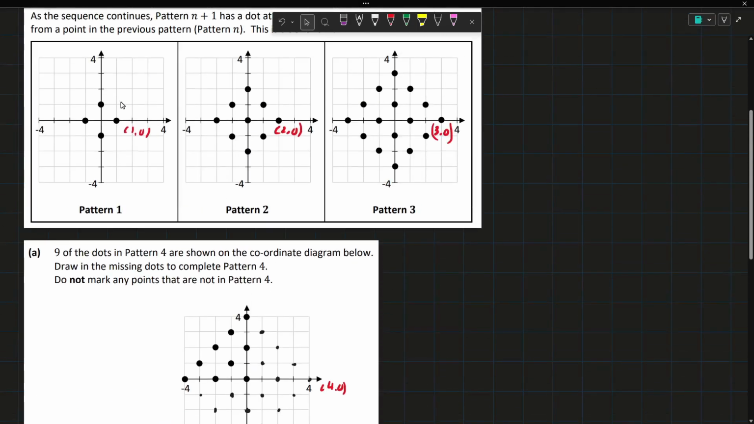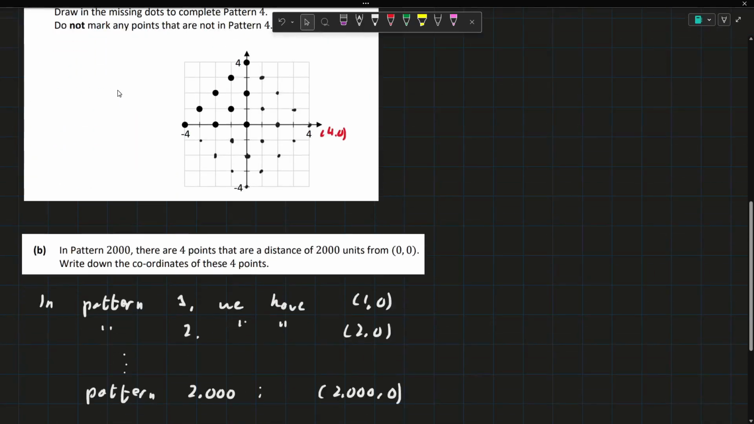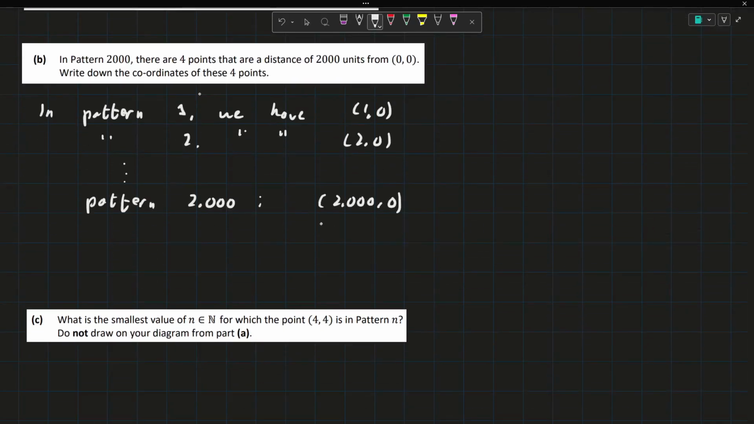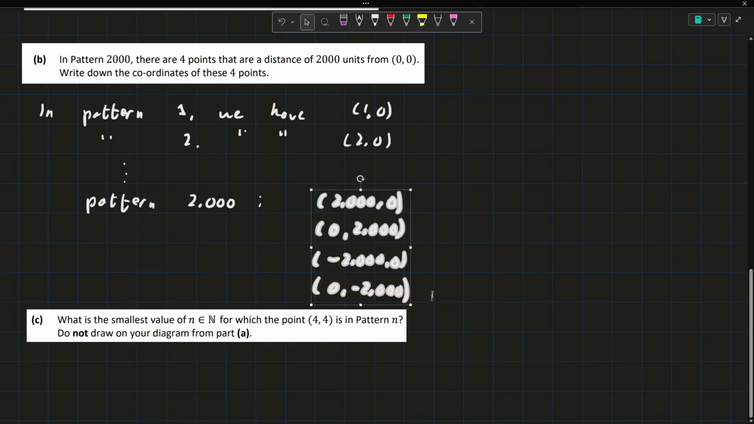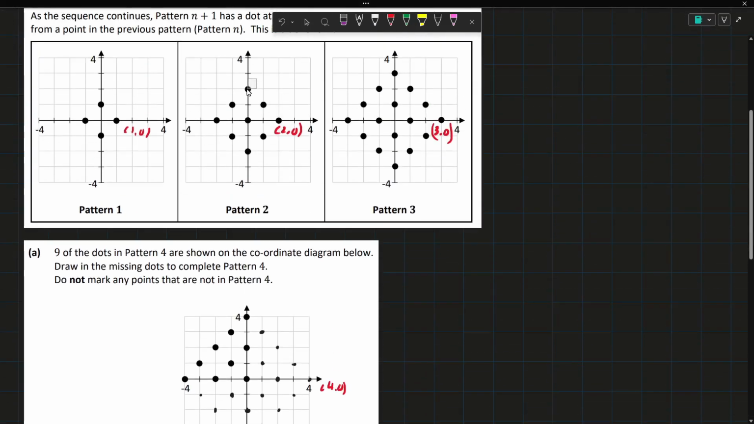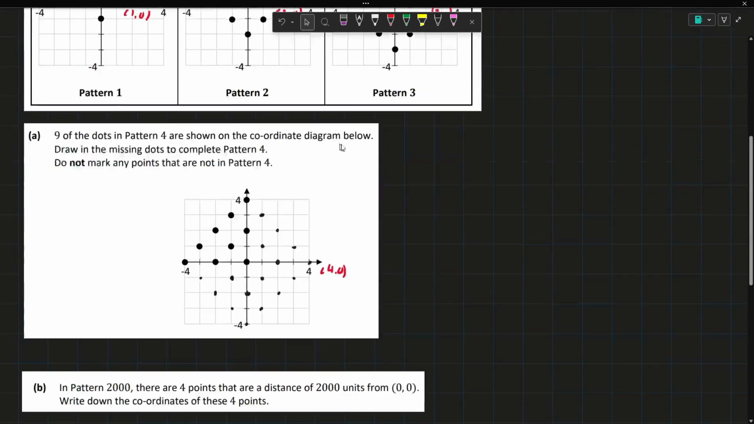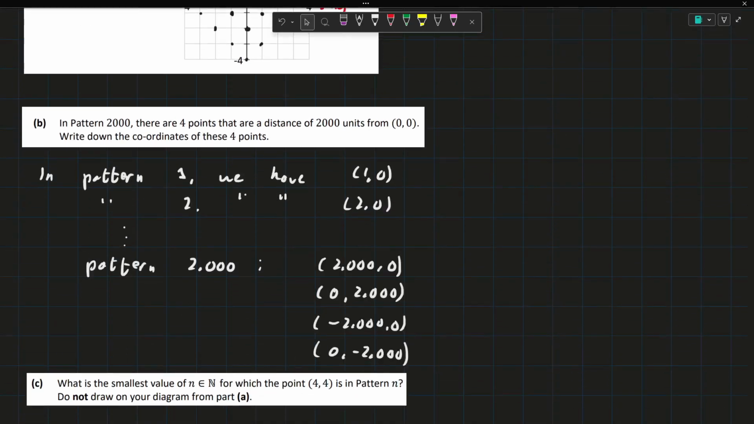Then again, if you look at these, we also have the points 0, 1, then -1, 0, and 0, -1. Of course, these are all a distance of 1 from the origin because they're only on one of the axes. So we can continue the same thing here. We can write 0, 2000, then -2000, 0, and then 0, -2000. If you compare these again to the patterns here, you can see that here we also have 0, 2, -2, 0, and these are all going to be a distance of 2000 away from the origin.